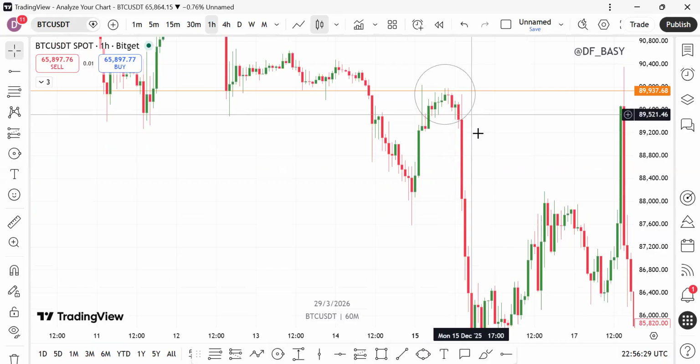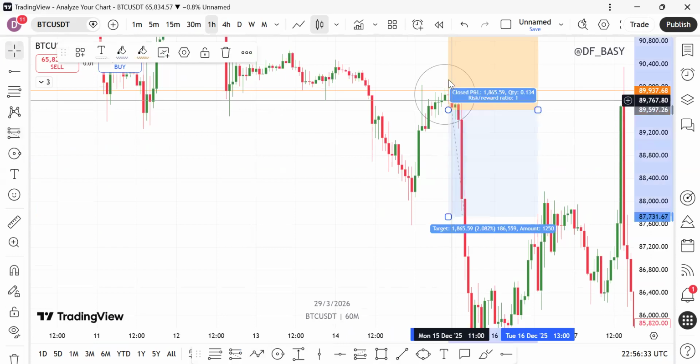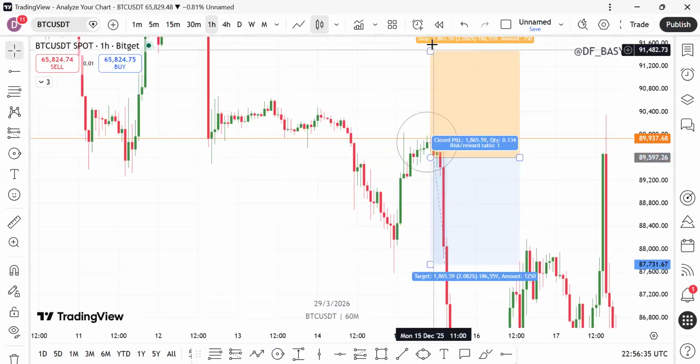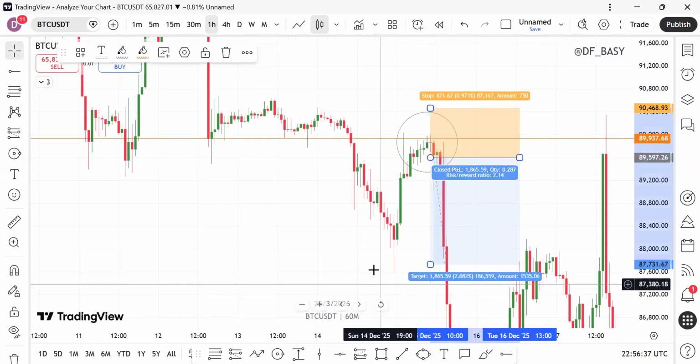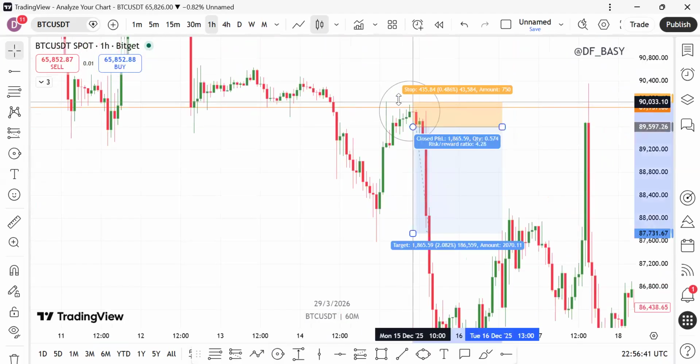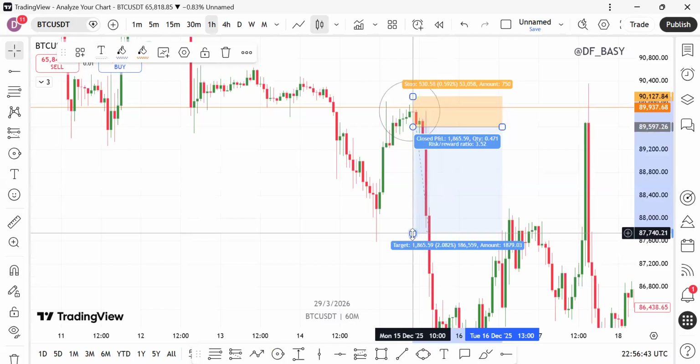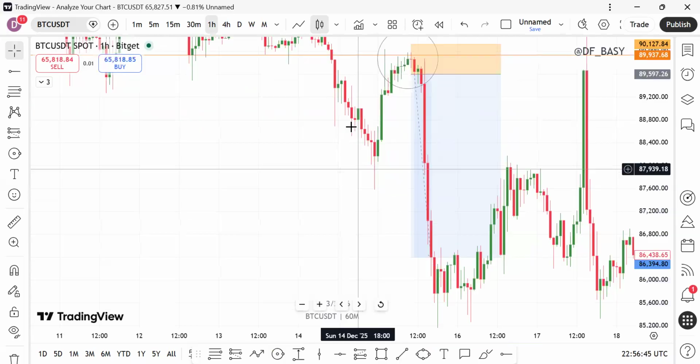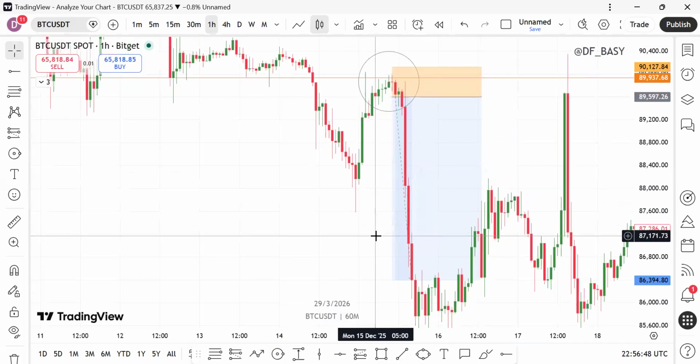So even I'll be entering from here. I'll be entering from here. My SL is above the engulfing. What I'll be targeting is 1 to 3. Or can you see the market did 1 to 6? With this, you can be making profit.